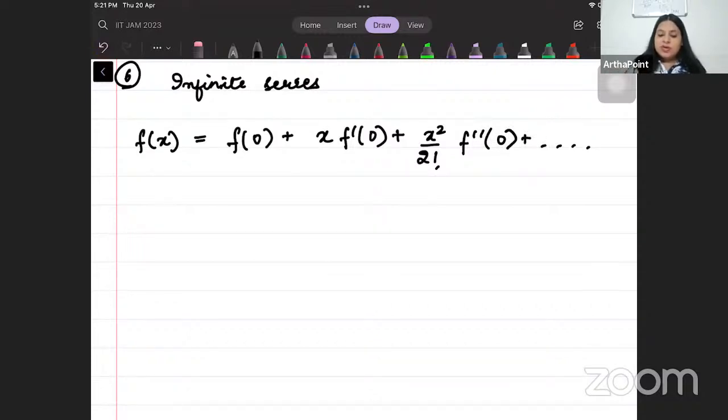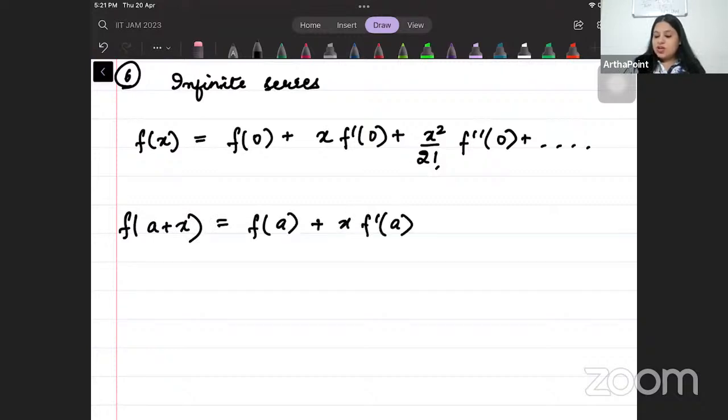Now, sometimes what is going to happen is that they're going to go ahead and give you f(a+x). अभी मैं थोड़ी examples यहाँ पे दे दूंगी, don't worry. So this is going to be f(a) + x f'(a) + x²/2! f''(a) and so on. ठीक है?